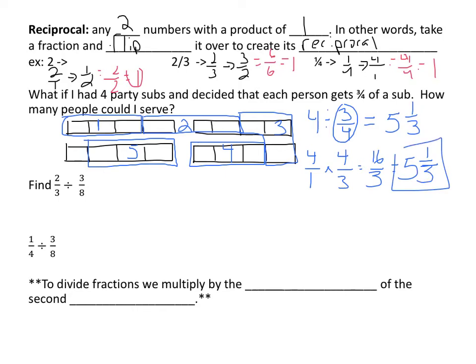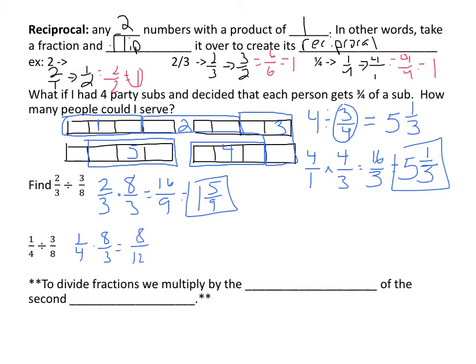So if we have 2/3 divided by 3/8, it becomes 2/3 times 8/3 because we multiply by the reciprocal. 2 times 8 is 16, 3 times 3 is 9. 9 goes into 16 once with 7 left over. So now you go ahead and try the next one by yourself. So we have 1/4 times 8/3. Now you could just multiply straight across, so we have 8/12. Both of these are divisible by 4, so then we get 2/3.